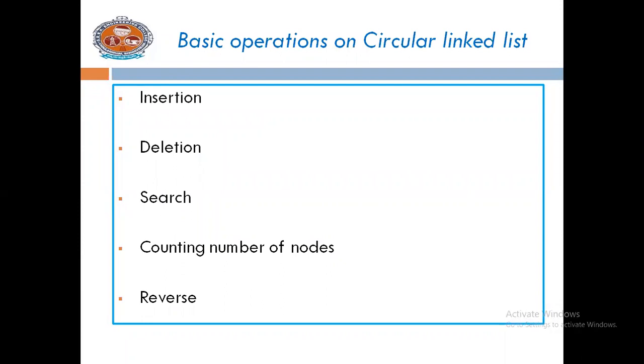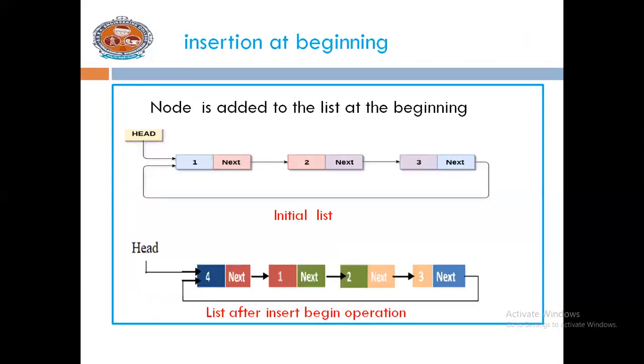Coming to the basic operations on circular linked list. Here I am going to discuss insertion, deletion, fetch, counting number of nodes and reverse. The first operation is insertion operation. Inserting a new node into a circular linked list can be done at any position. That is, we can insert a new node at the beginning of the list or at the ending of the list or at any given position.